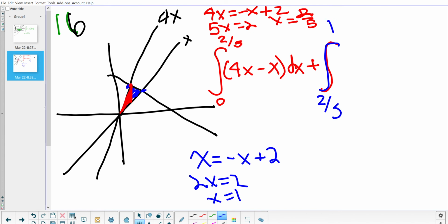So for that blue area, what's on top there is negative x plus 2, and we're going to subtract x. Again, this time you have to plug 2 integrals into your calculator, but you should get, I'm getting 0.6 for your answer there.